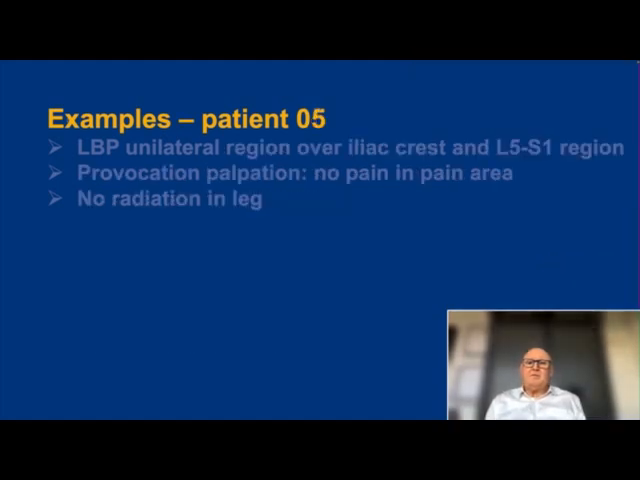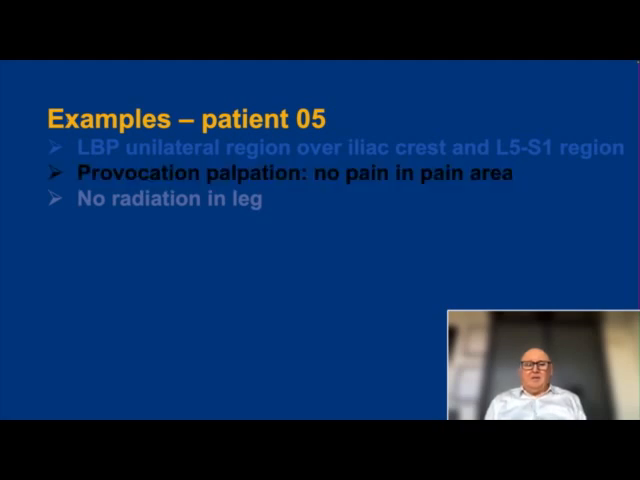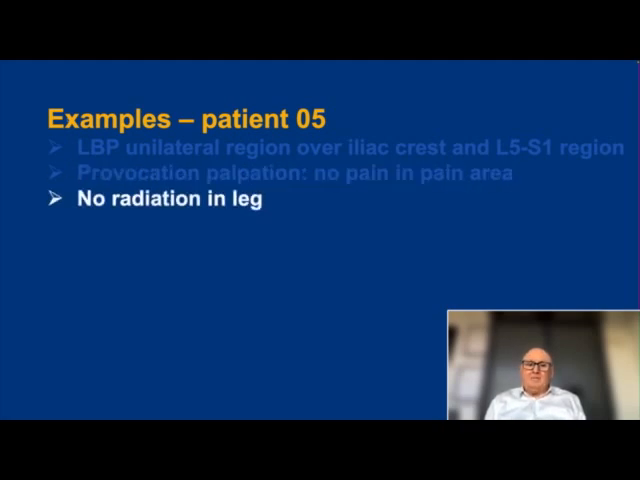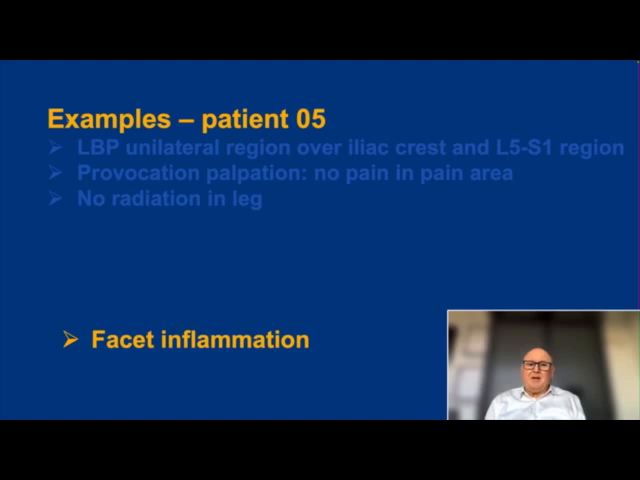Another example is patient 5. This patient has low back pain, unilateral region over the iliac crest and the L5-S1 region. Provocative palpation doesn't give pain in the area. And there is no radiation along the leg. Something like this is probably caused by a higher segment, by a higher level, probably a facet inflammation 1, 2, or 3 levels higher than the complaint area. So that can be in the area of L3, L4, sometimes of L4, L5.